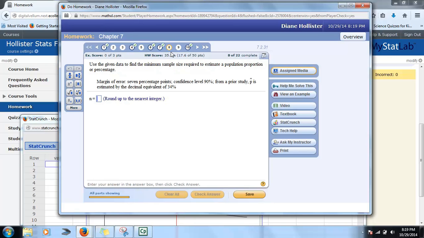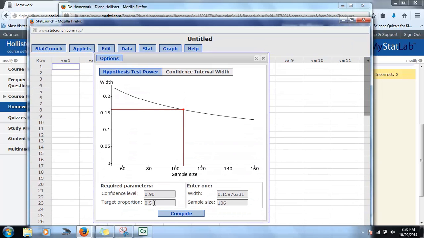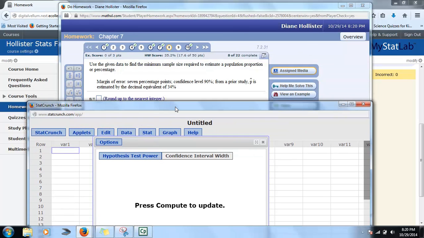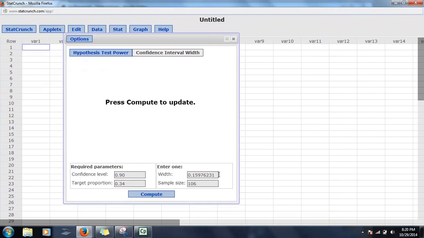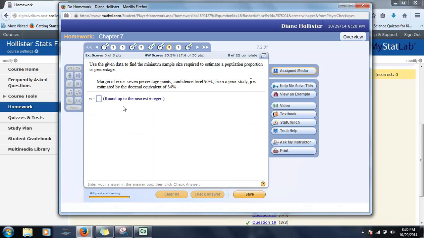Same type of problem for problem 8, except in this particular case, we are given a p-hat from a prior study. That would mean that when we click on StatCrunch, this particular value is going to need to change. If it said 0.34, we're going to change it to 0.34. Margin of error is now 7%. Confidence interval is still 90, so we're going to change this to 14. And we're going to click compute. We're told the answer is 124. Notice that the software automatically rounds up to the nearest integer for you. If you were doing this by hand, frequently you do need to round up.